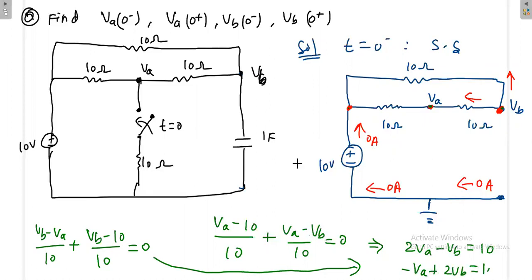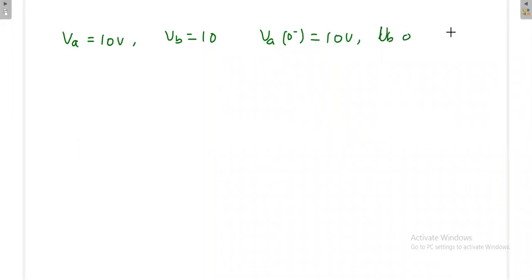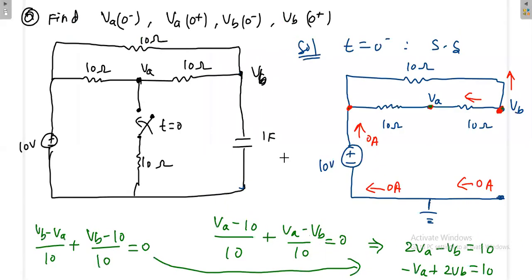Then once you solve both equations, your VA will be 10 volt and VB will be 10 volt. But we have calculated this before closing the switch. That means VA 0 minus is 10 volt, and VB 0 minus is 10 volt. So then what is the state of the circuit after switching?